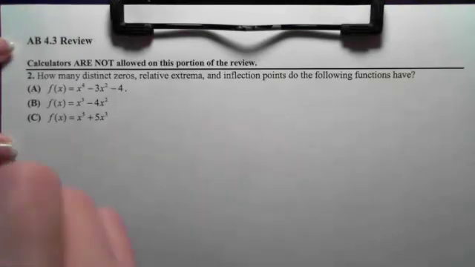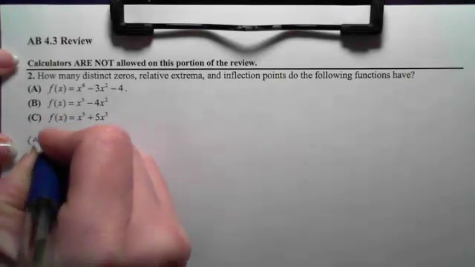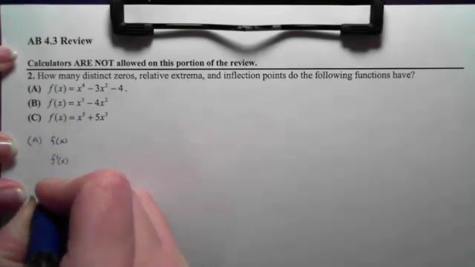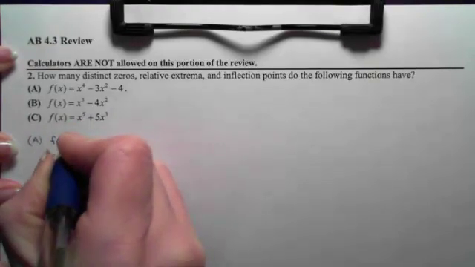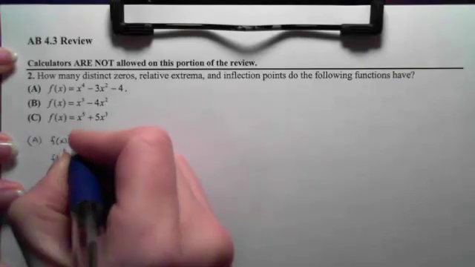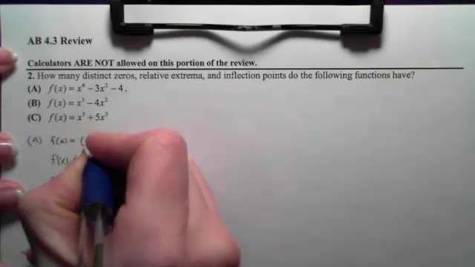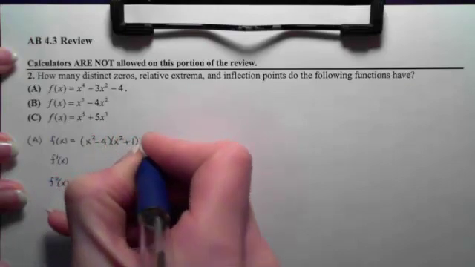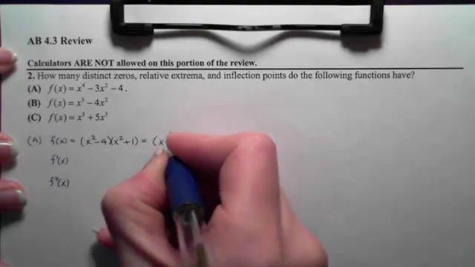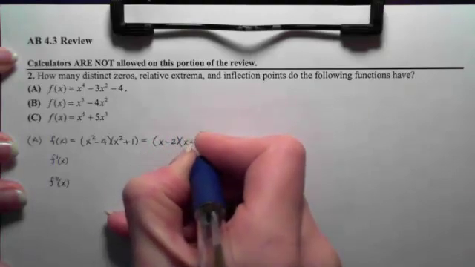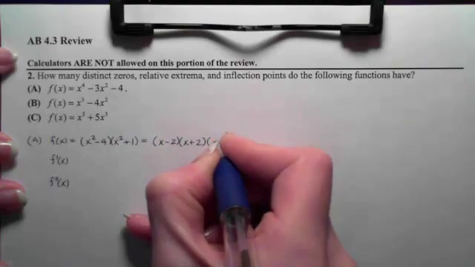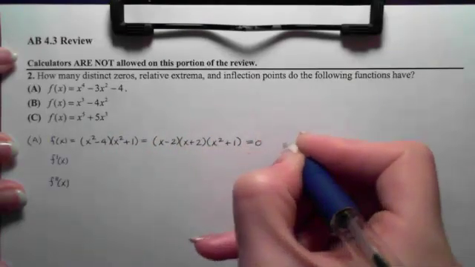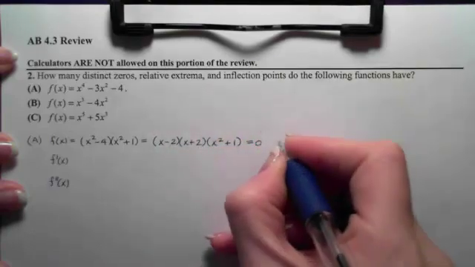If we look at part A, we're interested in the zeros of f, in the zeros of f prime, and in the zeros of f double prime. The original function we can factor into an x squared minus 4 and an x squared plus 1, which would in turn factor to an x minus 2 and an x plus 2, and the sum of two squares does not factor. So we can see here that we only have two distinct zeros at positive 2 and negative 2.